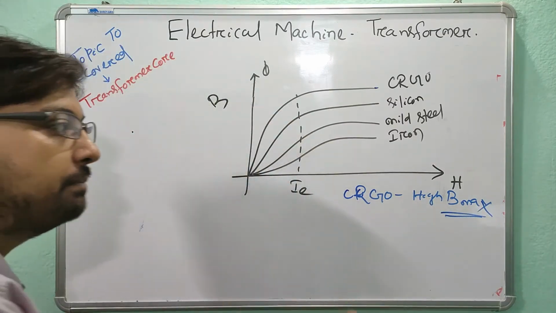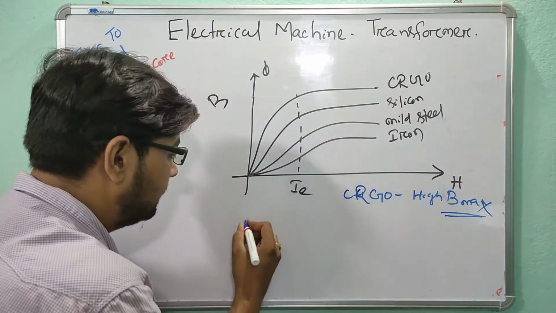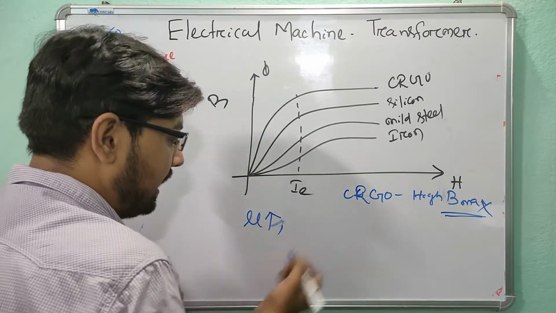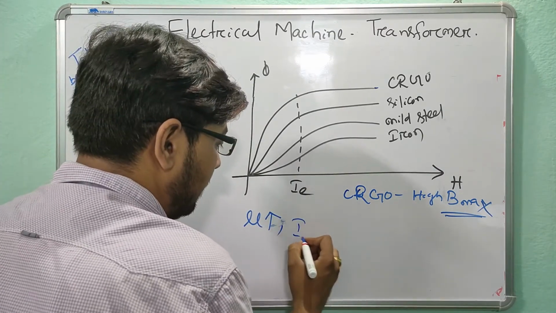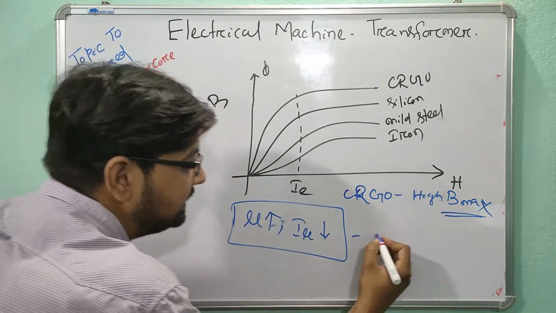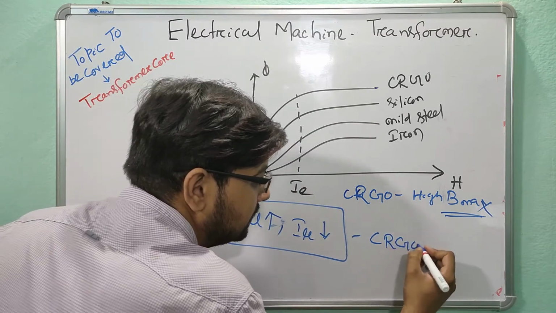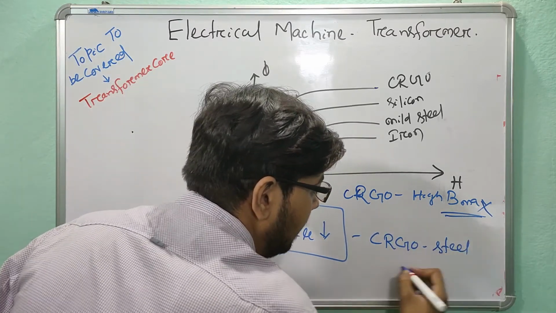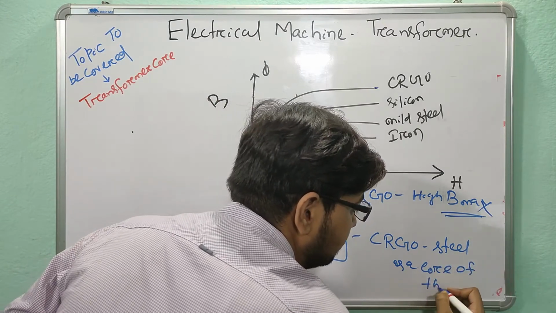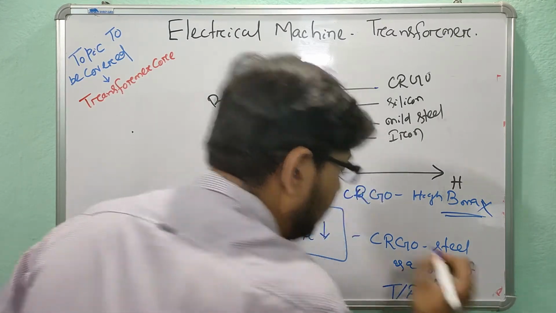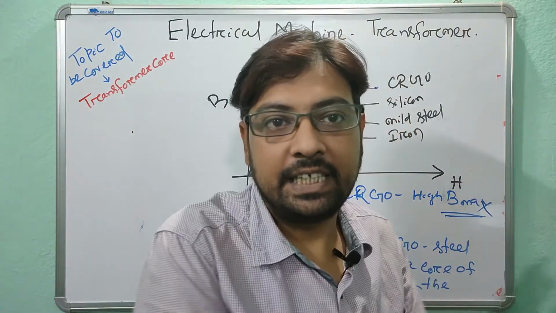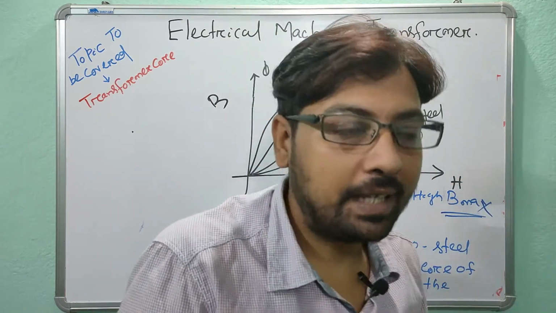If B max is maximum, we get high permeability, and I mu is low. So due to this, we use CRGO steel as a core of the transformer. Okay, so this is the conclusion, that we use CRGO steel as a core of the transformer.